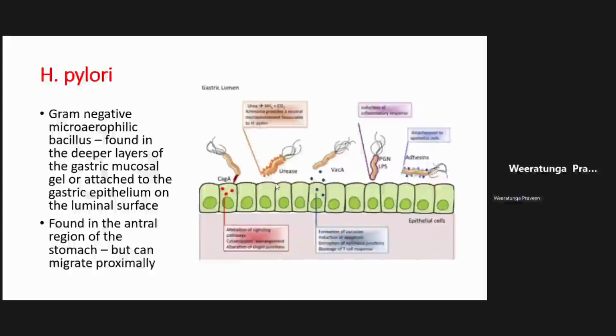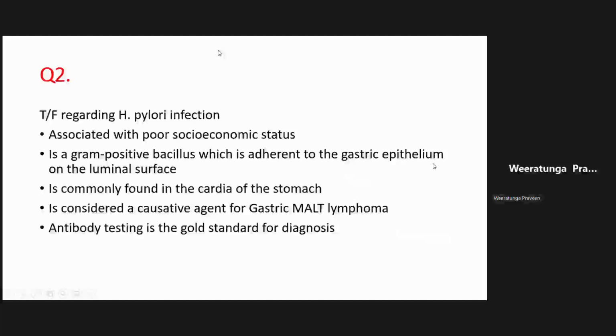Sorry. So these things we have already discussed now. So we said that it is commonly found in the antrum of the stomach, right? But is it a gram-positive bacillus? It's a gram-negative bacillus. Yes.